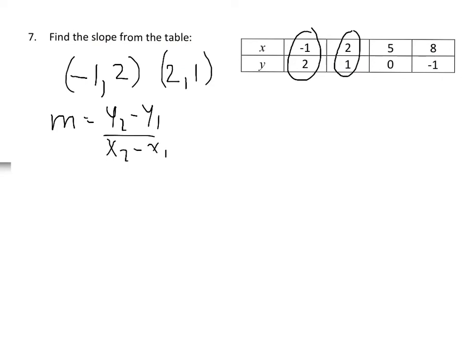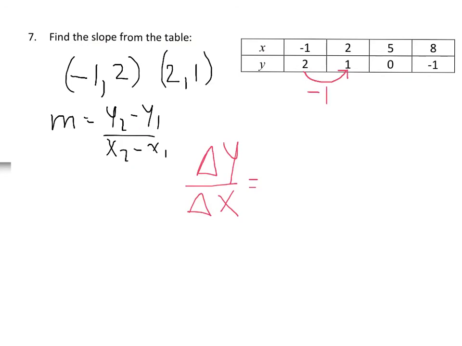But let me show you a different way that we can also do this. In the beginning of this lesson, I told you about something called delta y over delta x. That means the change in y over the change in x. Well, we can look at this table and we can see how are our y values changing. When I go from the number 2 to the number 1, what did I do? I went down 1, which is a negative 1. And then if I go from 1 to 0, I'm just going down 1. And from 0 to negative 1, down 1 again. So therefore, the delta y, or the change in my y values, is a negative 1.